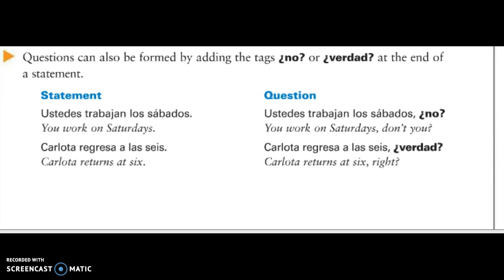Last but not least, questions can also be formed by just simply adding a tag at the end. The tag would be no, verdad? So you would say the rest of the sentence the same with the same inflection and pitch, but you would simply add no or verdad at the end. For example, por ejemplo, Ustedes trabajan los sábados, ¿no? Carlota regresa a las 6, ¿verdad? And verdad means right or correct.